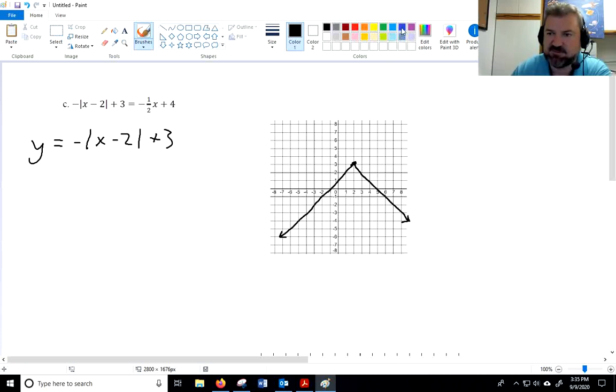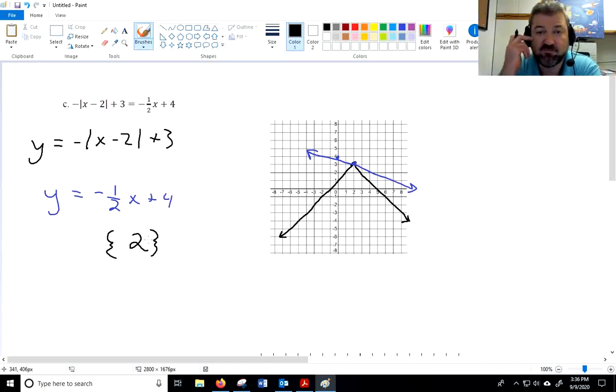All right, now on this one here, the right-hand side, we have another line. I have negative 1 half x plus 4. So I'm at 4, and I'm going to go down 1 over 2. This time, we see that the two sides of the equations intersect exactly 1 time. And that's at the x value of 2. Remember, I'm just interested in the x values. So we've had 2 solutions, no solutions, and 1 solution. So lots of different things can happen.